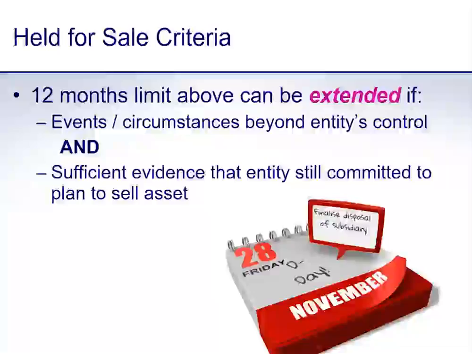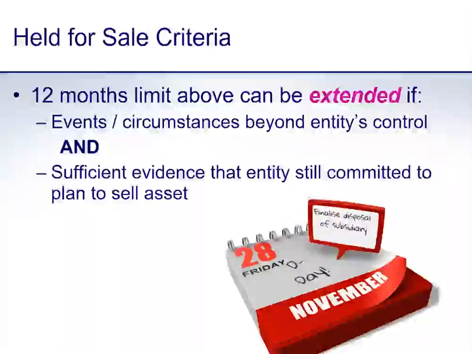We'll start off with the 12-month limit. The 12-month limit can be extended if events and circumstances beyond our control cause a delay in the process. But the only way that this extension can occur is if there's sufficient evidence that the entity is still committed, still plans on selling this asset.